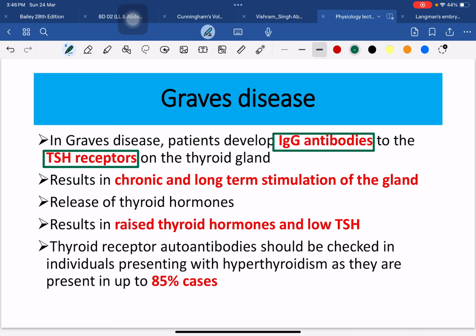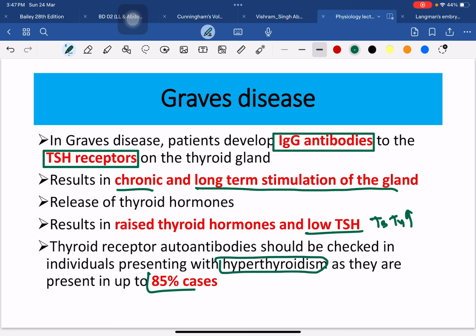It occurs due to IgG antibody formation against the TSH receptor, and it causes chronic, long-term stimulation of the thyroid gland and release of thyroid hormone, resulting in raised thyroid hormone, that means T3 and T4, and decreased level of thyroid stimulating hormone. Thyroid receptor autoantibodies should be checked in individuals presenting with hyperthyroidism because they are present in about 85% of cases.